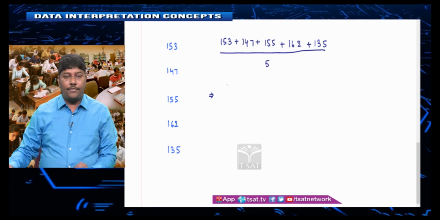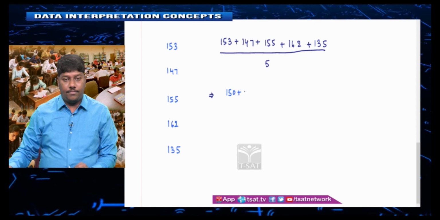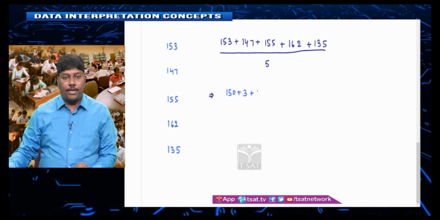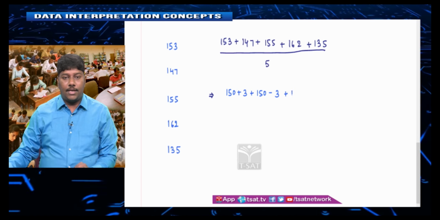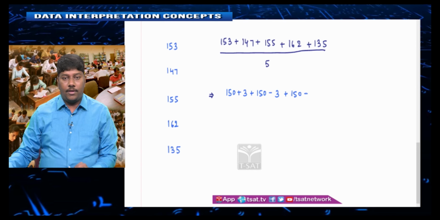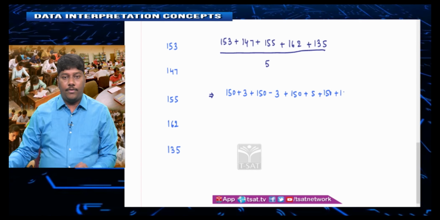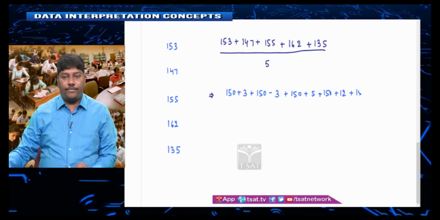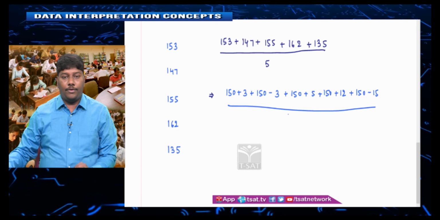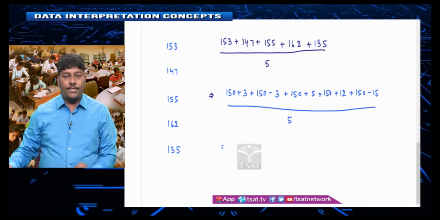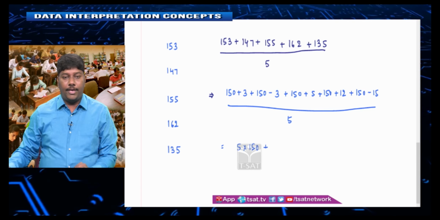Therefore, I can write each and every observation, the first observation as 150 plus 3. The second observation I can write as 150 minus 3. You understand the deviations? So, deviations come from this value plus 5, 150 plus 12, 150 minus 15. So, 150 came 5 times. Therefore, if you want to find out the sum of data, you can say 5 into 150. Now, the sum of deviations, if you do, you will get plus 2.